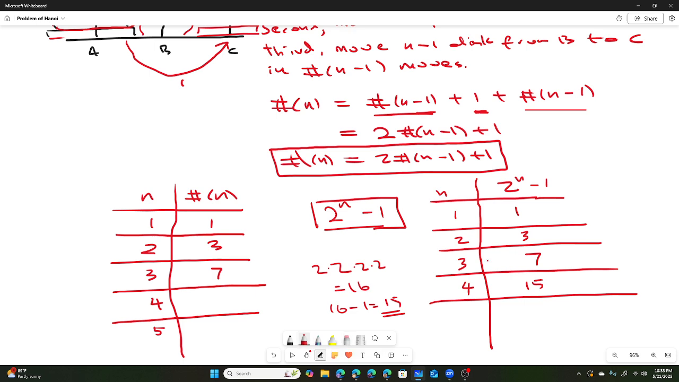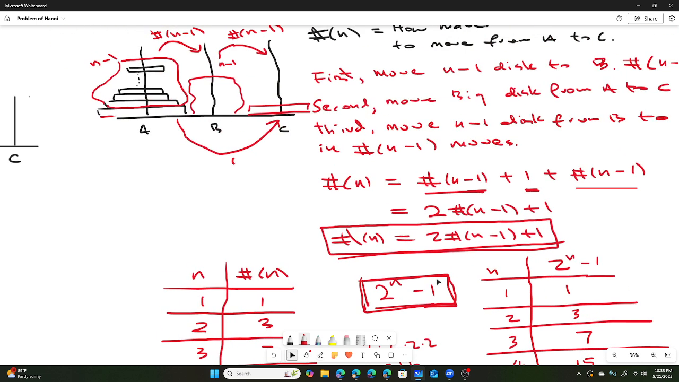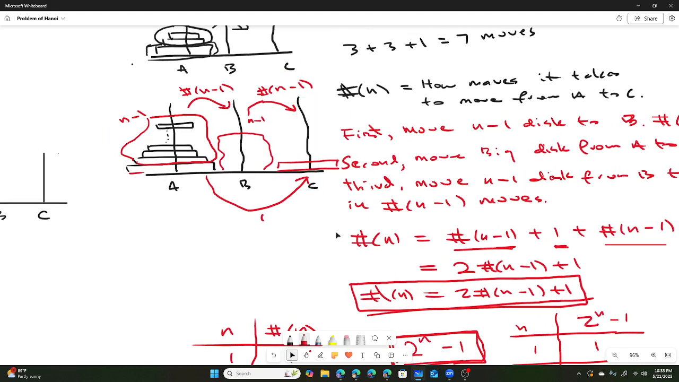So for this recursive function, it's going to be doubling the 7. It's going to be 14, plus 1 is 15. And then if you double this, it's going to be 30, plus 1 is 31. Okay, so we have a recursive function and we have a direct function that gives us the number of moves it takes to move n disks from pin A to pin C. All right, thank you.